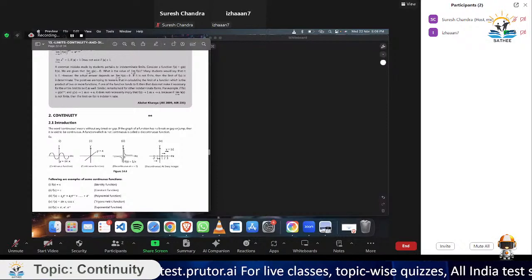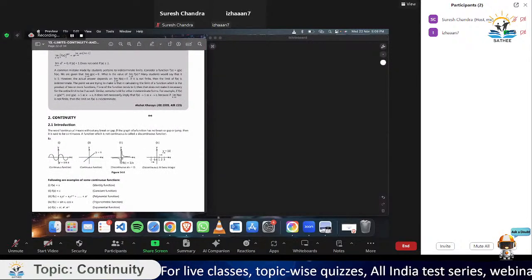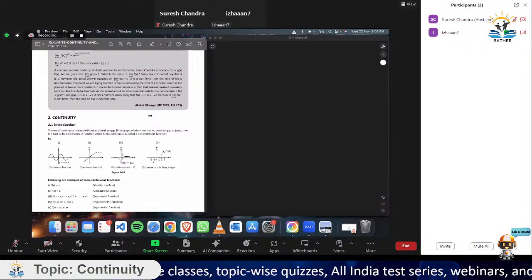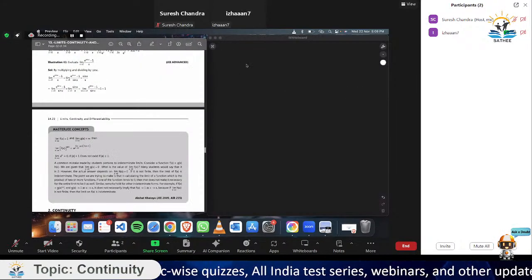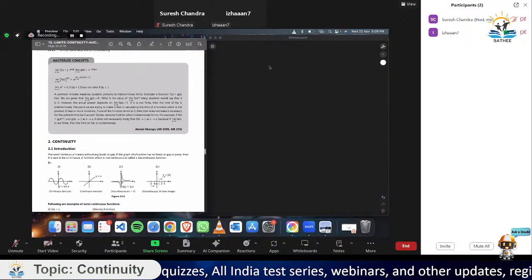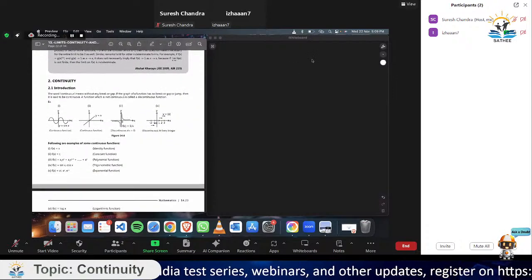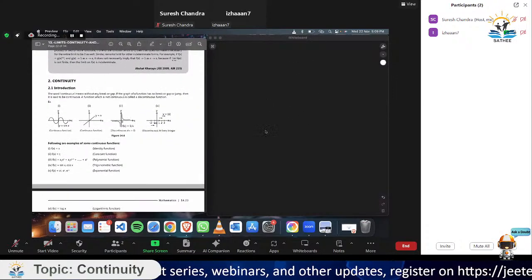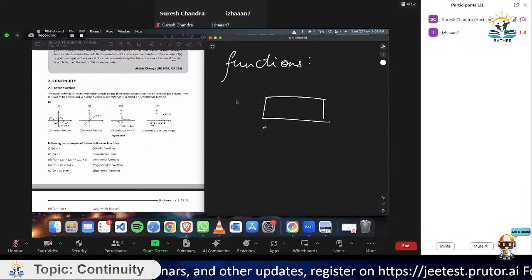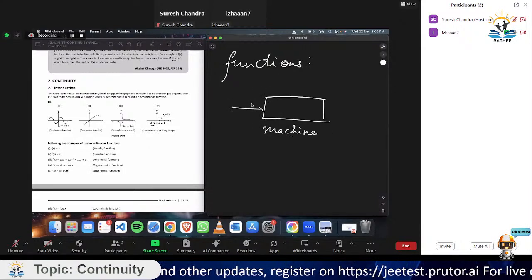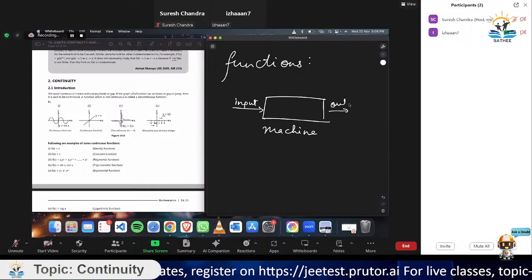Now moving on to continuity. I'm assuming that you have knowledge of the previous concepts, but I'll just give you a good start for it. So let me tell you about functions first. Basically, from today we will think of a function as a machine, in which you give some input and you get the corresponding output.